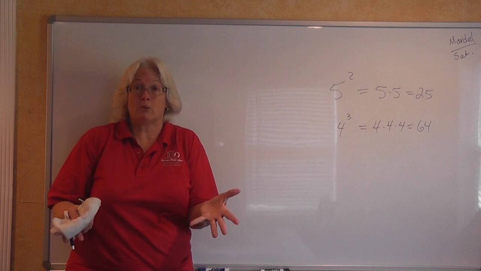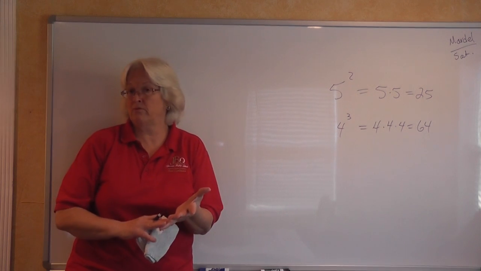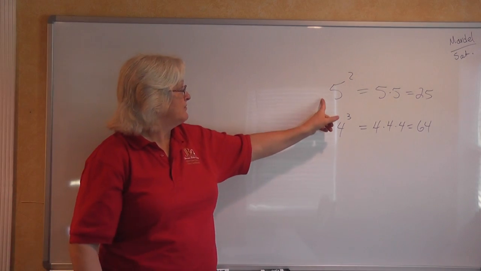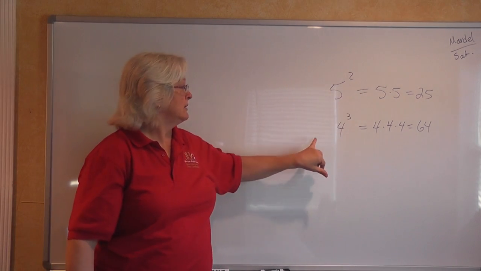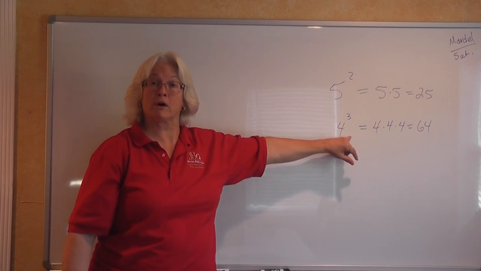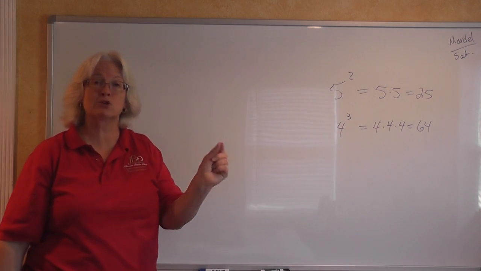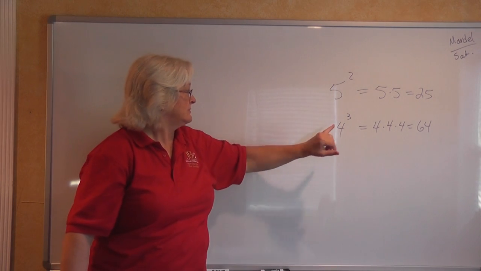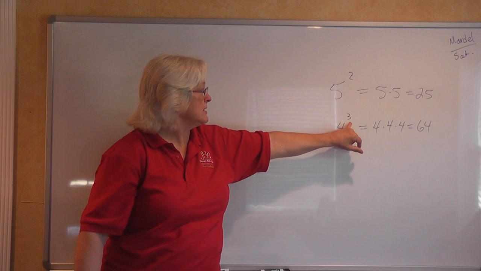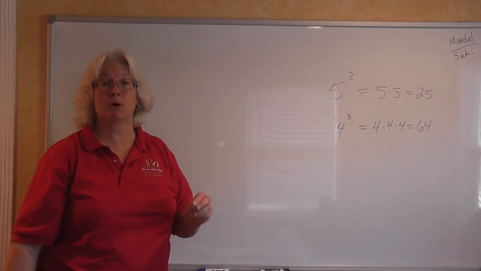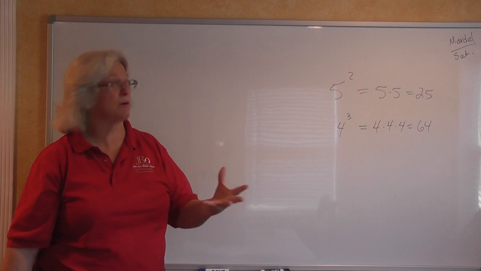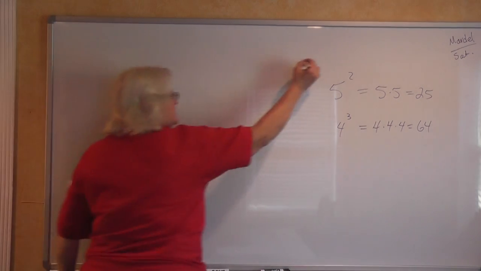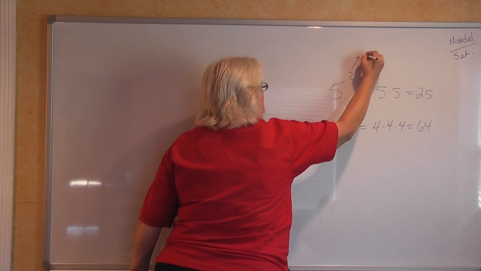Now, if you follow the pattern that I told you earlier, 4 to the 4th, 4 to the 5th, 5 to the 2nd, 4 to the 3rd, and that works. But we also have a special term that we use when the exponent is a 2, and a special term that we use when the exponent is a 3. You don't have to use them, but they're commonly used. If we have a 2, we pronounce that squared.